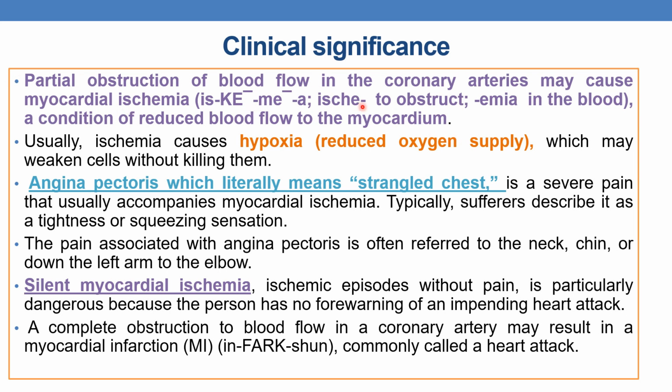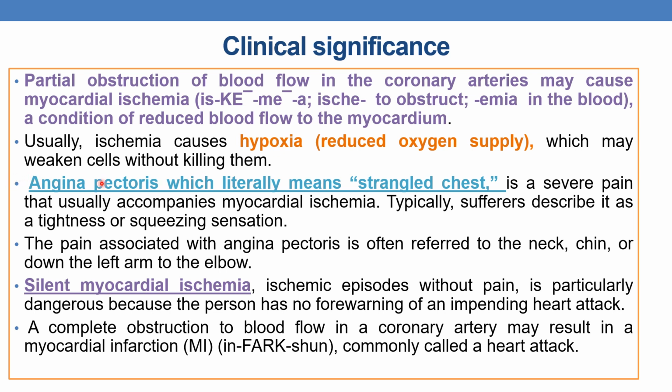Partial obstruction of blood flow in the coronary arteries can cause myocardial ischemia. It is a condition where reduced blood flow to the myocardium occurs. Because there is an obstruction to the flow, it leads to reduced blood flow, and this reduced blood flow leads to hypoxia. Usually, ischemia causes hypoxia. Hypoxia is nothing but reduced oxygen supply, which may weaken the cells without killing them.